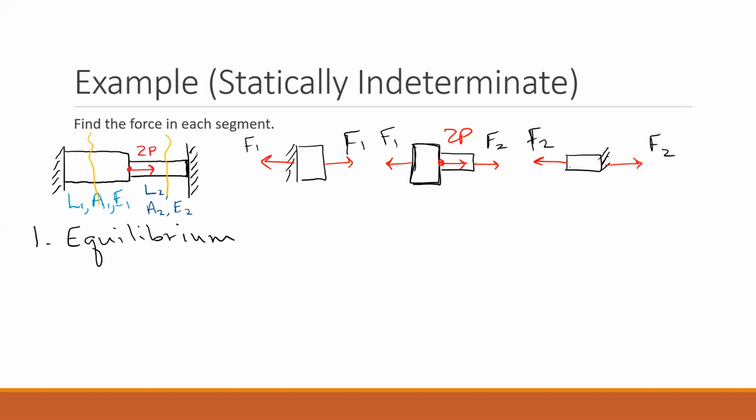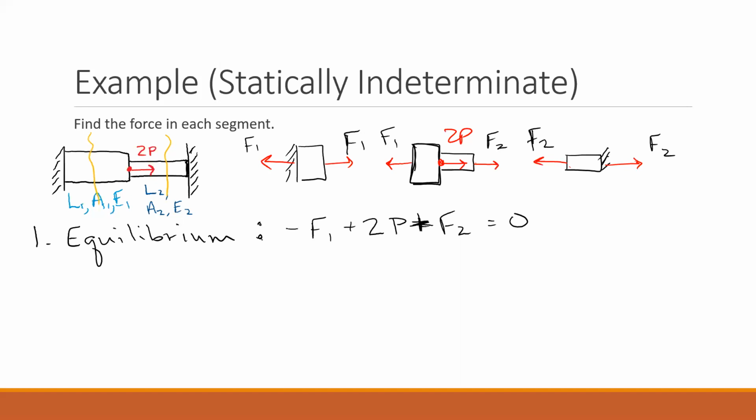But in the middle, we have things interacting. So here we could say negative F1 plus 2P plus F2 has to equal 0. And if in the end of all this, we end up getting a negative number, that means that we assumed the wrong direction for our force, that it wasn't actually in tension.